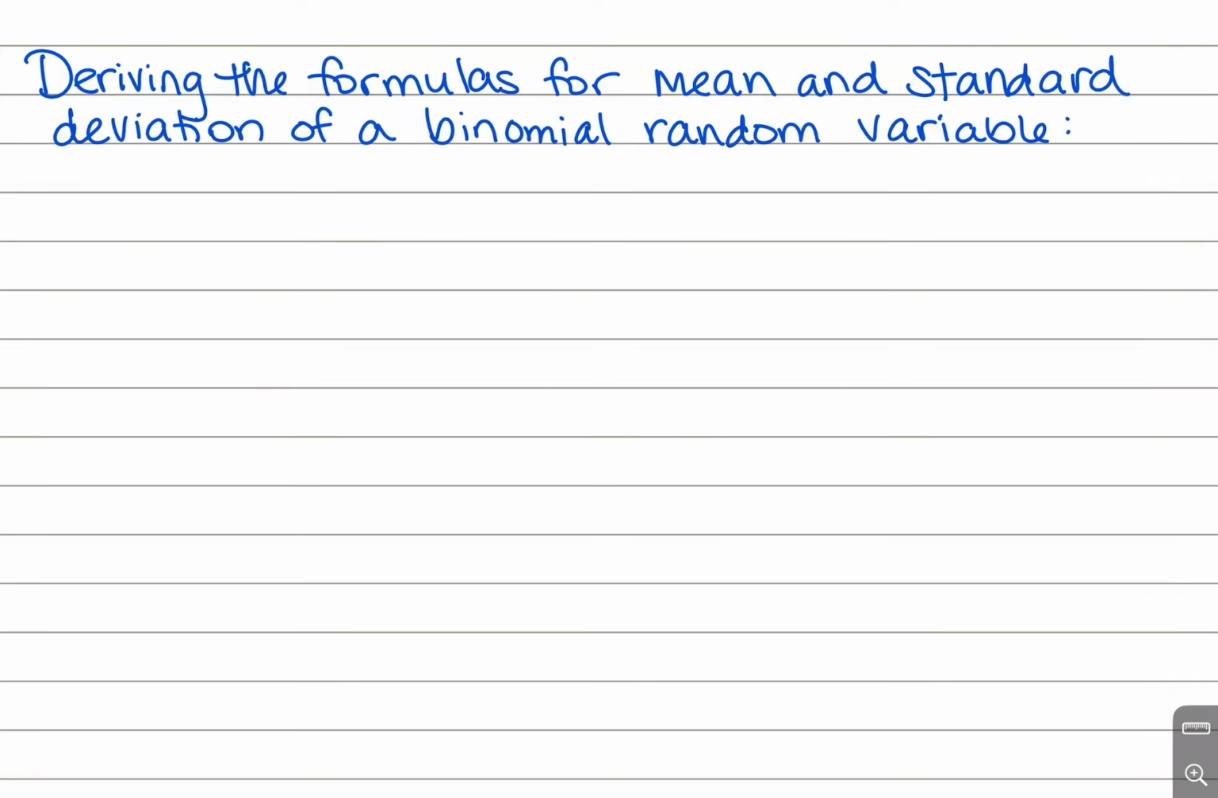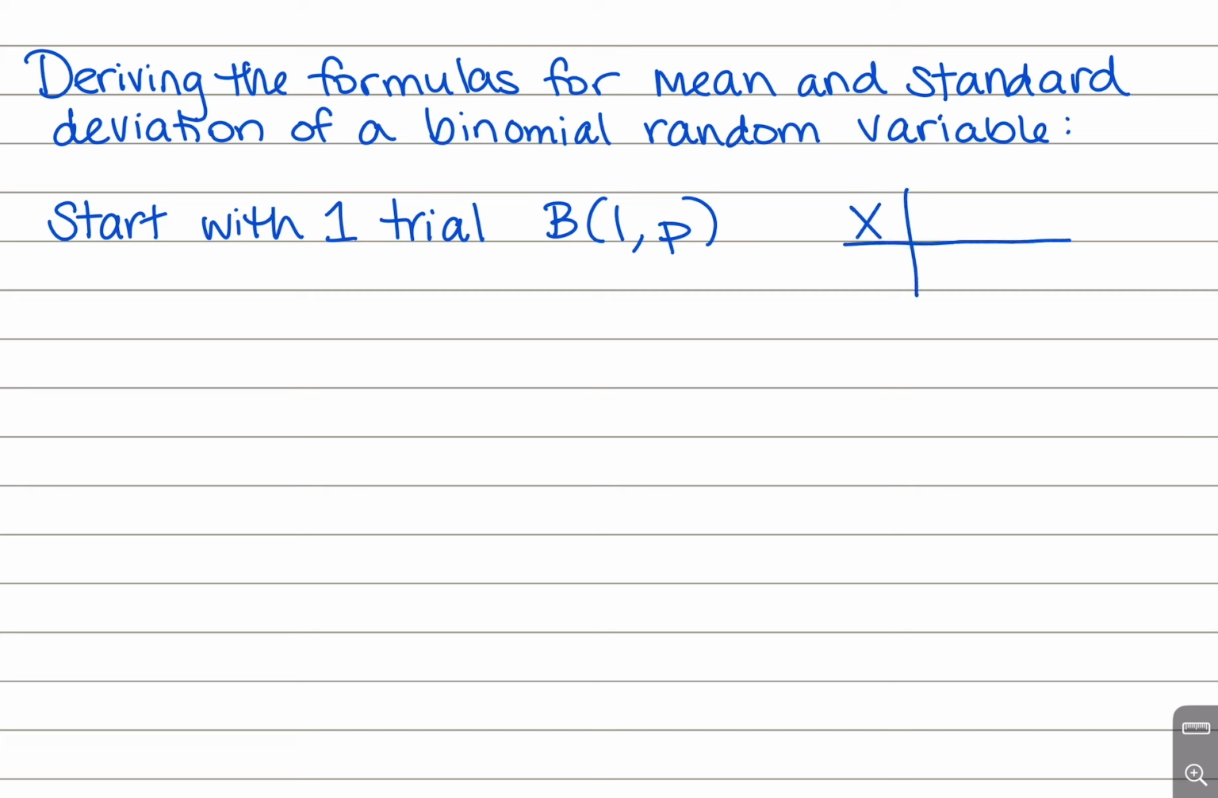So to derive the formulas for mean and standard deviation of a binomial random variable, let's start with one trial. So in other words, we're looking at B(1, P), where P is the probability of success. So if we look at the probability distribution, we could have 0 successes or 1 success. The probability of a success is P. The probability that we don't get a success is 1 minus P.